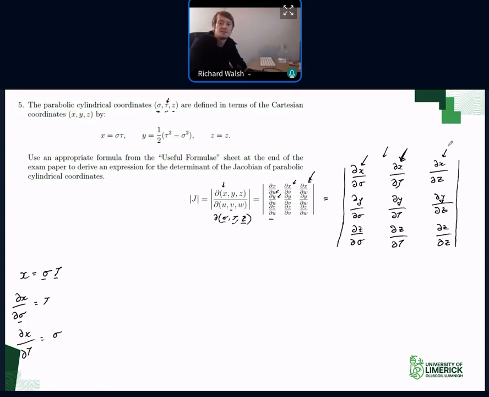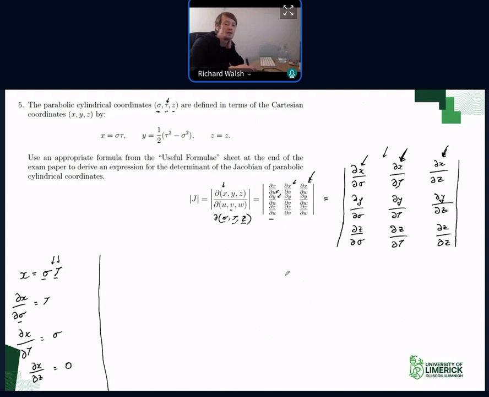The last one I need is the partial derivative of x with respect to z. So partially differentiating with respect to z, I'm treating both sigma and tau as constants. They don't have z's in them. So I'm treating both of them as constants. Treating it like 3 times 5. Differentiate 3 times 5, you get 0. Differentiate sigma times tau with respect to z, I get 0. So they're my partial derivatives of x for the formula.